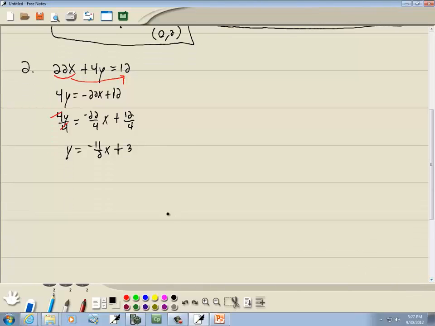Okay, so we wrote it into slope-intercept form. So again, the number that's before our x is our slope. So our slope is negative 11 halves. And our y-intercept is the number at the end. So our y-intercept is 3, or if you write it in point form, it would be 0, 3.